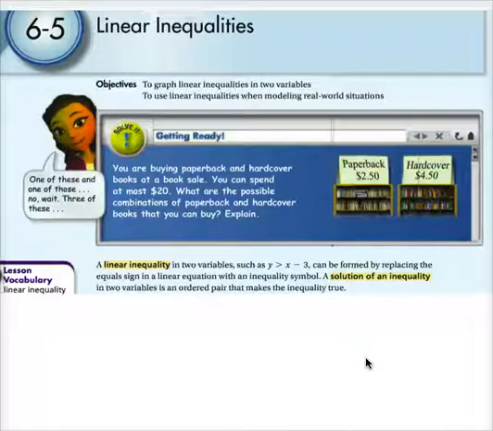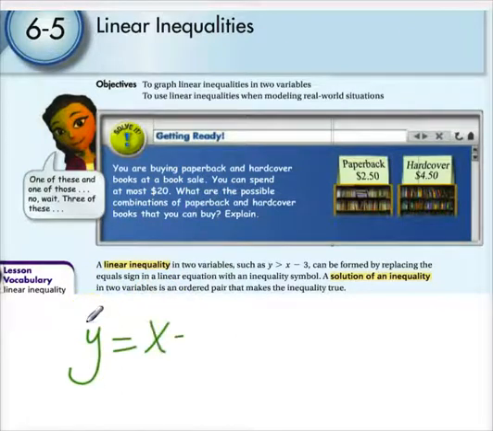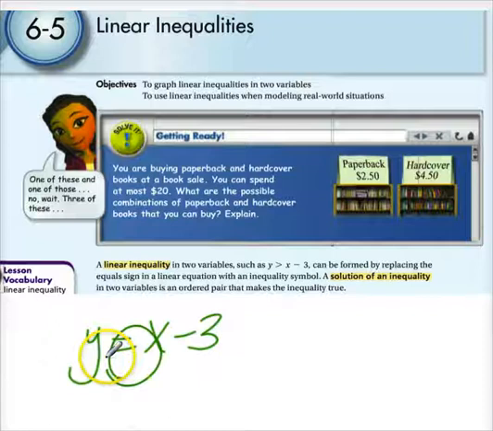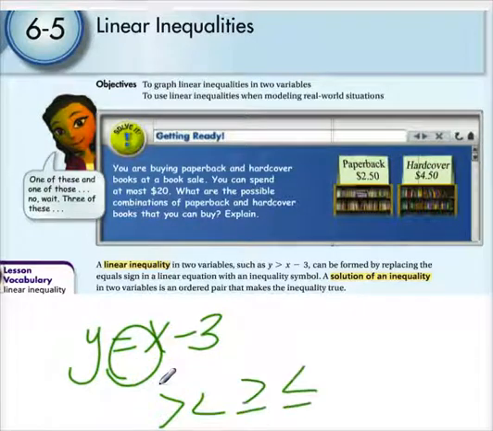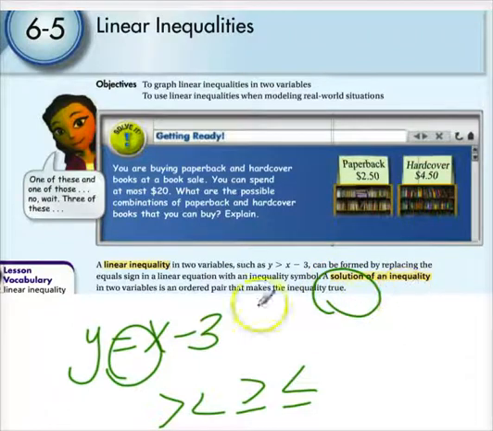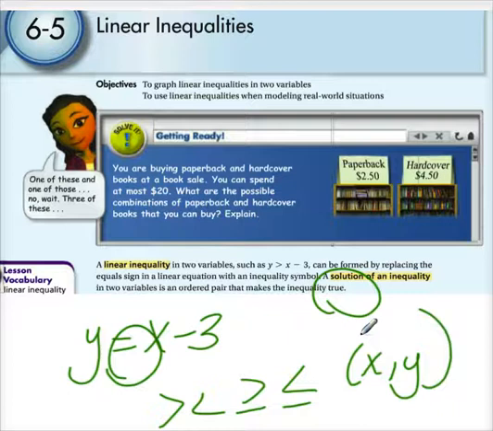6-5 Linear Inequalities. A linear inequality is the same thing as a linear equation, however we don't have the equal sign. We now, instead of the equal sign, have an inequality symbol, so a greater than, less than, greater than or equal to, or less than or equal to. We can find a solution of an inequality with two variables. It's still going to be an ordered pair, but it has to satisfy the inequality symbol.